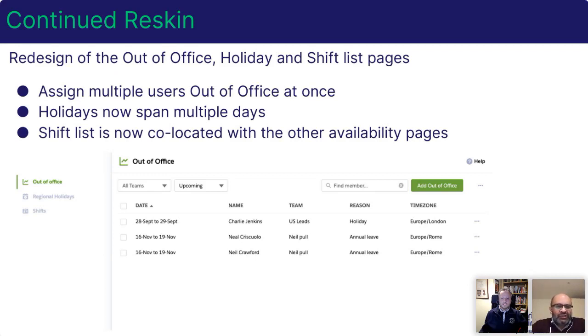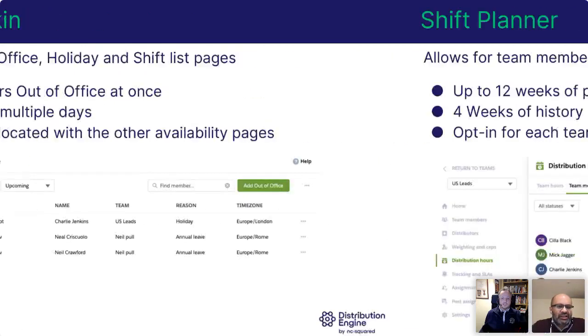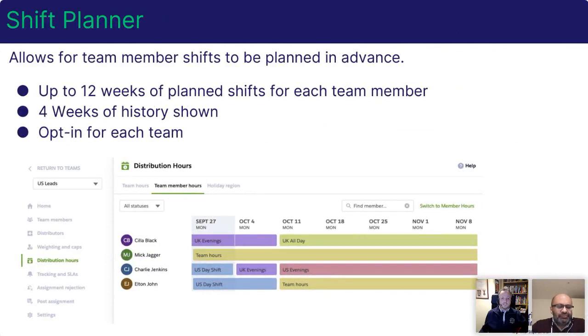So let's have a look at the first new feature, which is the shift planner. The shift planner allows team managers to assign hours to their team members. So for each team, you can define up to 12 weeks of scheduled shift changes for each team member that's in that team. And this can be either defined shifts or team hours. In addition, we'll show 4 weeks of history in case you need to refer back to something in the short-term history.